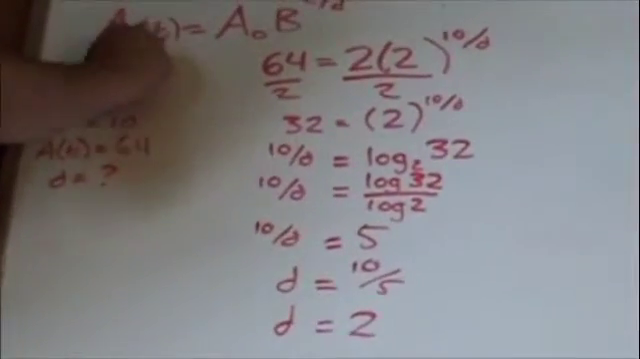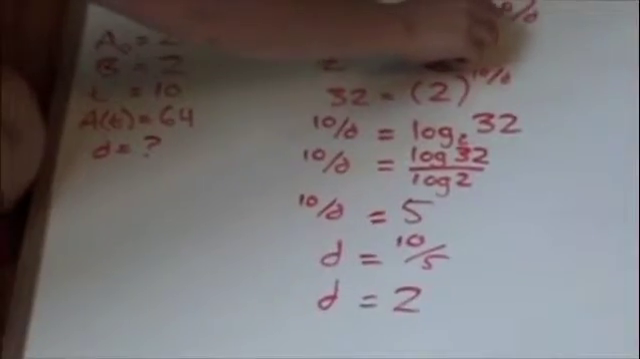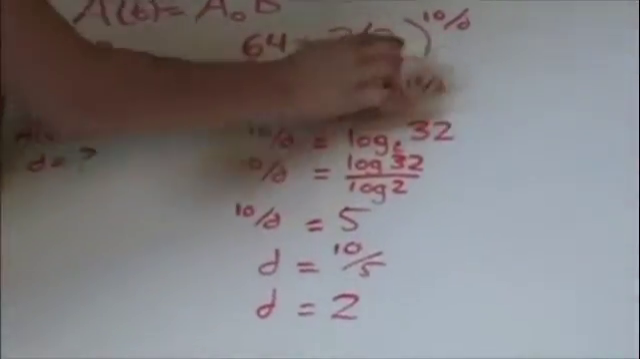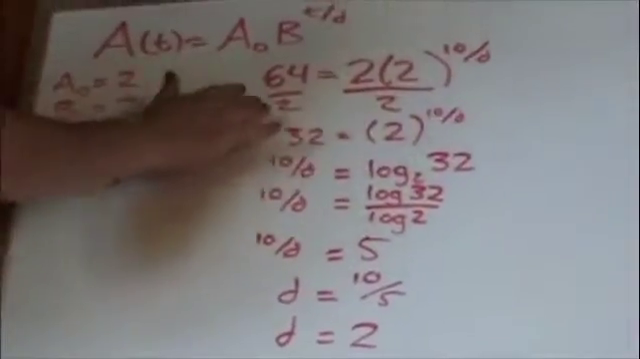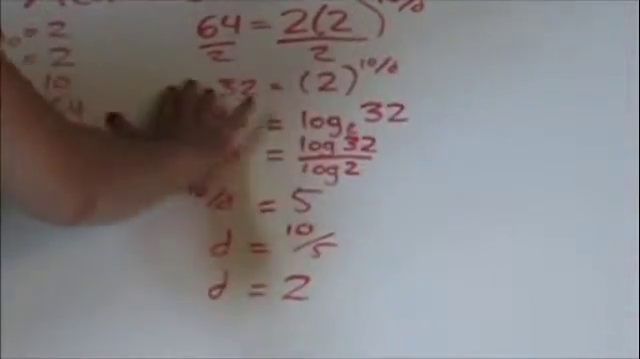So first of all, we plug all of our numbers into this equation. So 64 equals 2 times 2 to the 10 divided by d. Next, we're going to divide by 2 to take the 2 away from this side, so that leaves us with 32 on this side. Then we have a perfect exponential equation right here.